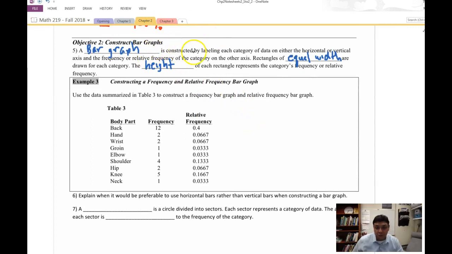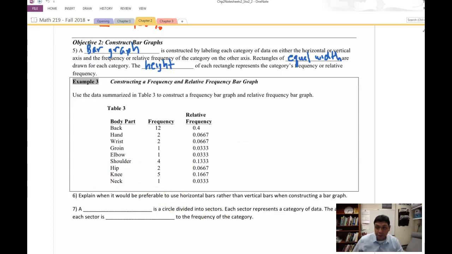A bar graph is constructed by labeling each category of data, on either the horizontal or vertical axis, and then the frequency or relative frequency of each category. And then you draw them with rectangles of equal width, and the height represents the frequency or relative frequency. So here's an example of values here. And what we want to do is construct a frequency and a relative frequency bar graph of that.